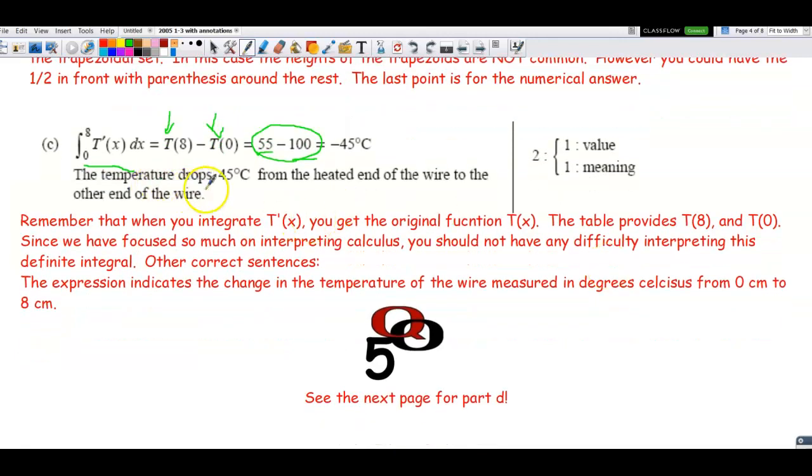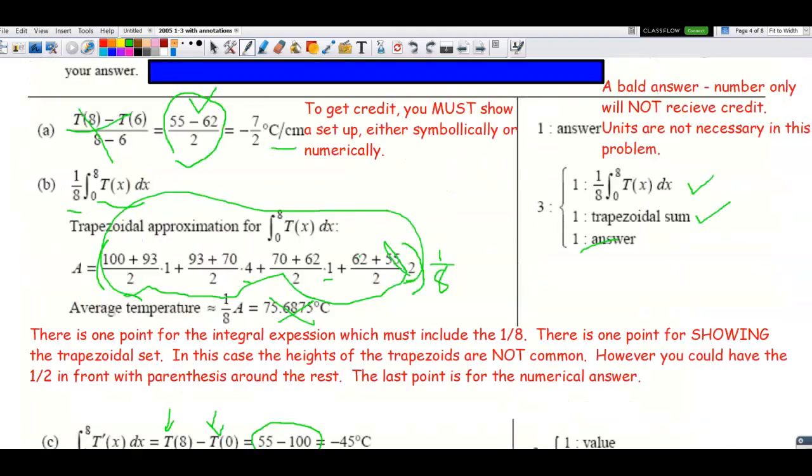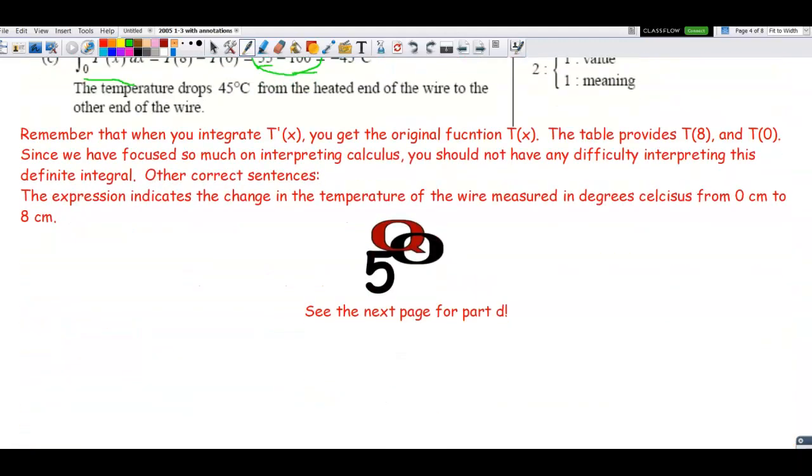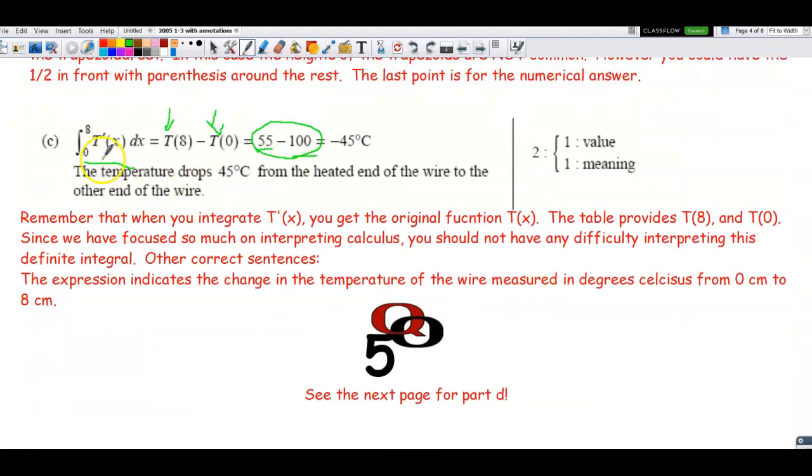Now they said the temperature drops. That's fine because it's negative. Or you could say the change in the temperature from 0 to 8. The temperature measured in degrees Celsius, what was that, hours? I forgot already. Centimeters. So let's go back again. The definite integral represents the change in the temperature measured in degrees Celsius from 0 to 8 centimeters, and you don't have to quote the 45 degrees if it's already back up here. 1 point for the value and 1 point for the meaning.